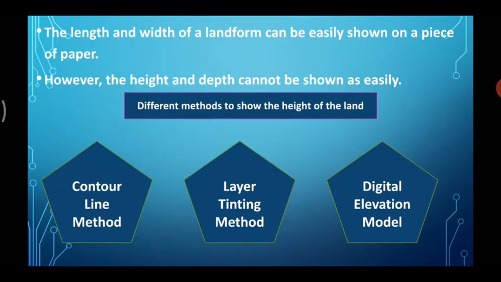So to make this problem simpler, there are different methods that are being used to measure the height of the land. There are three methods, and I'll show you later in the different slides. First is the contour line method. Then there is the layer tinting method and the digital elevation method. So these methods can be used to measure the height of the land. Then it becomes easier to understand the height of the land by using these methods.